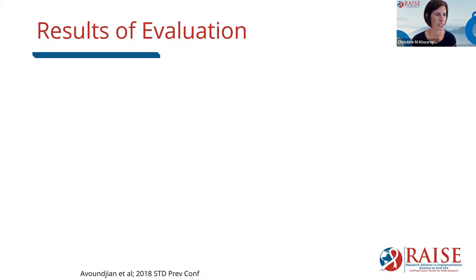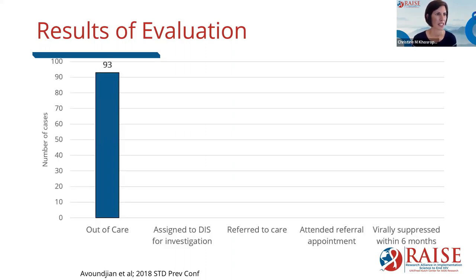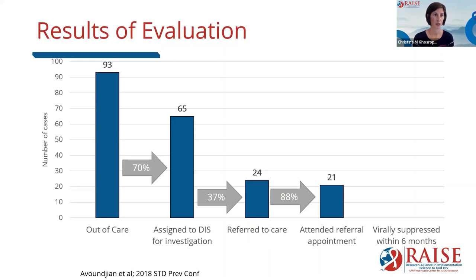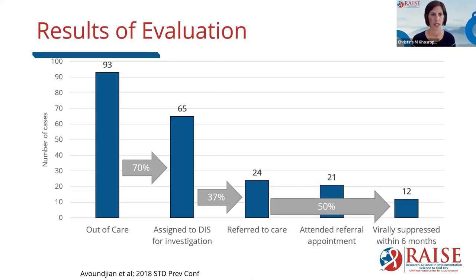Next click, please. And of these 93 individuals who were categorized as out of care, 65, or 70%, were assigned to DIS for investigation. Next. And only 37% were referred to care. Next. And of the 24 people who were referred to care, 21 attended their referral appointment. Next. And of those who were referred to HIV care, 50% were virally suppressed within 6 months.